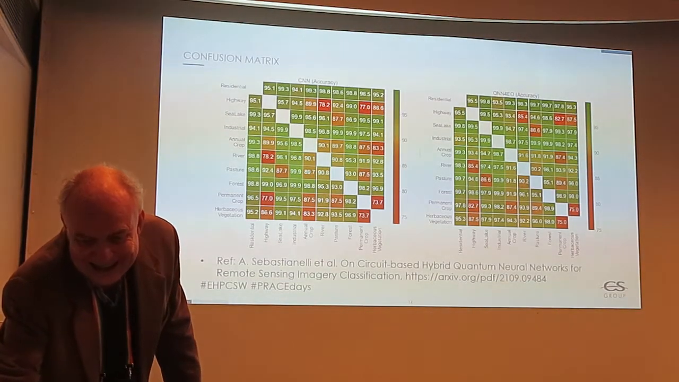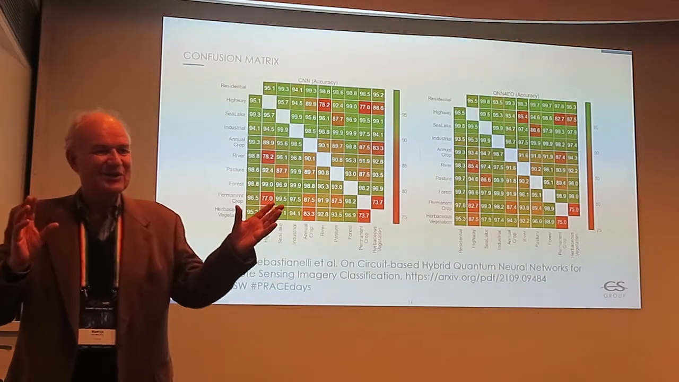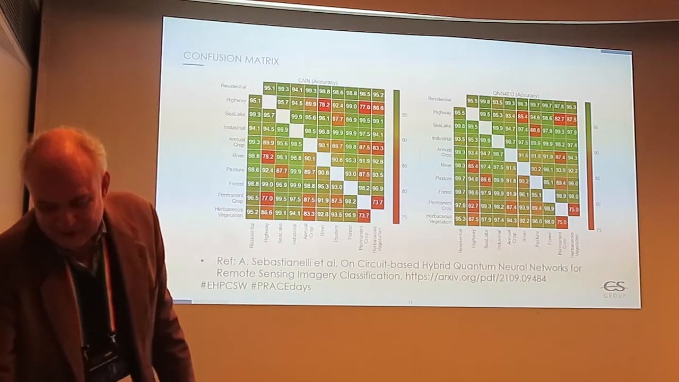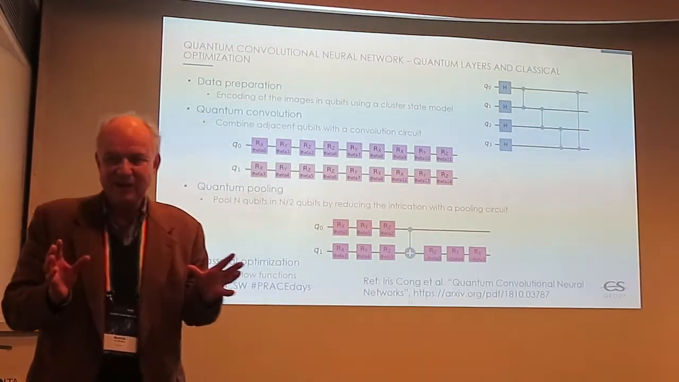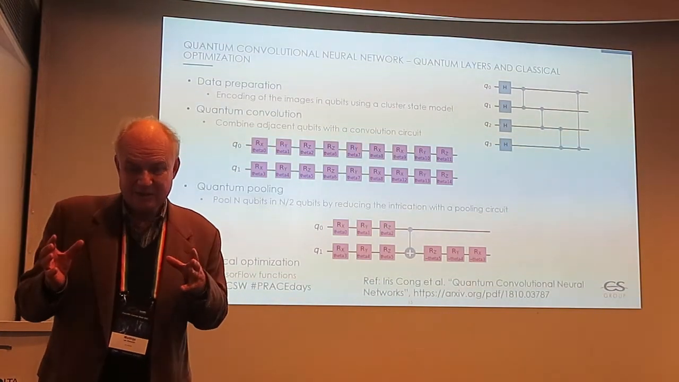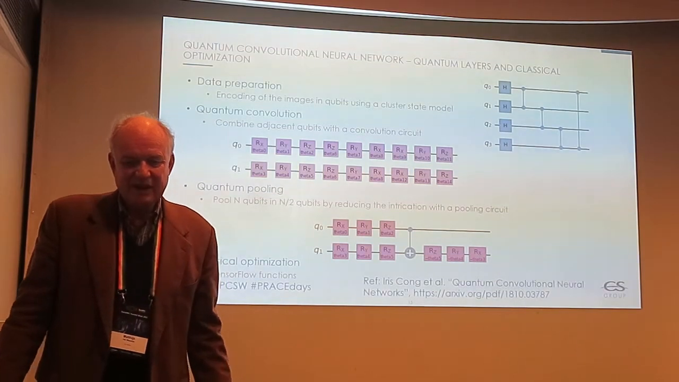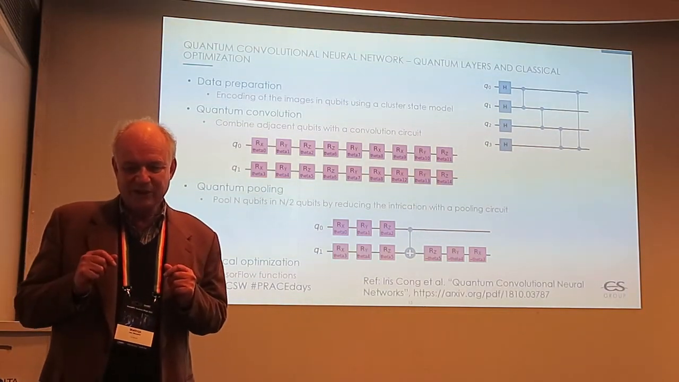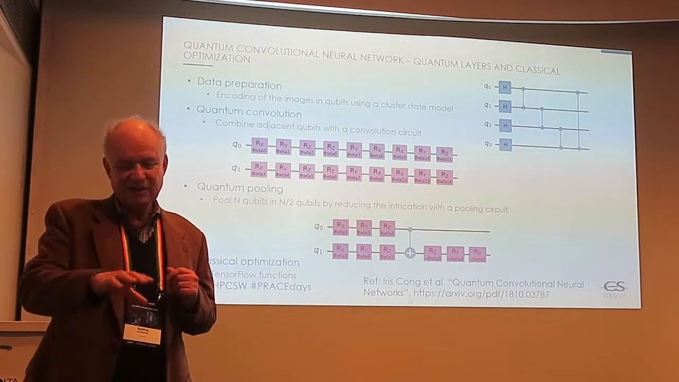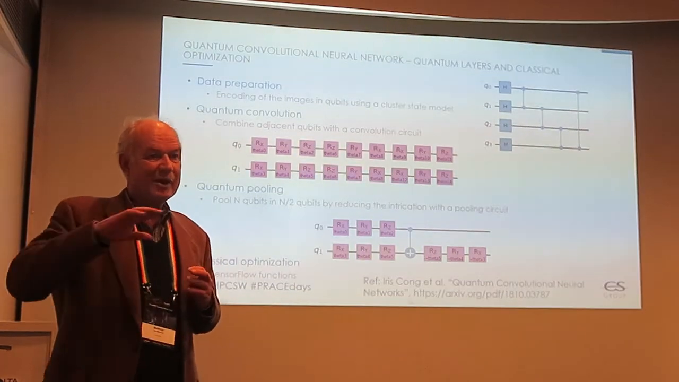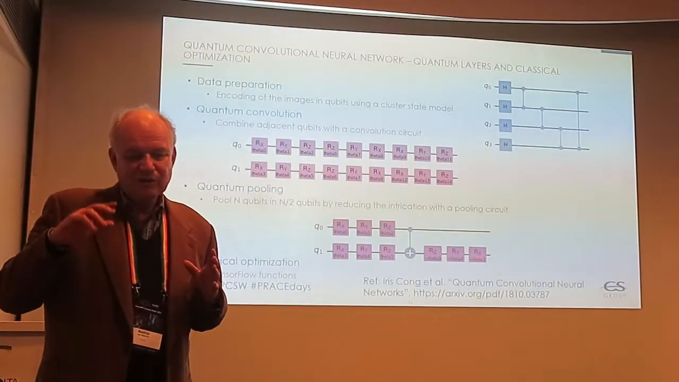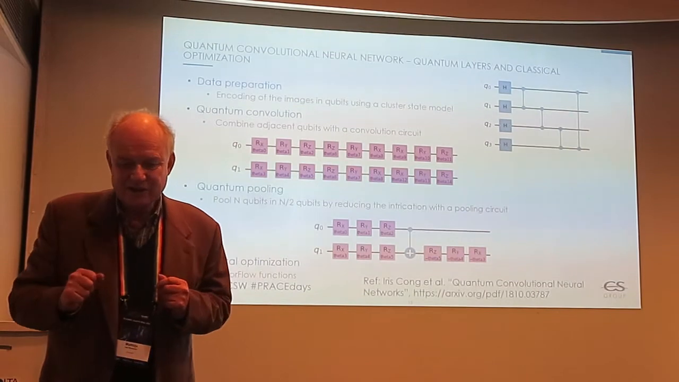So this is just to show you that the quantum and the classical have similar accuracy. Now the second model is where you have the model in quantum space. Here I have put the data preparation encoded in qubits using the cluster state model. This is the circuit for the convolution, just a set of parameterized rotations of the qubits. The pooling is also parameterized rotations, and in the middle there is a CNOT gate.